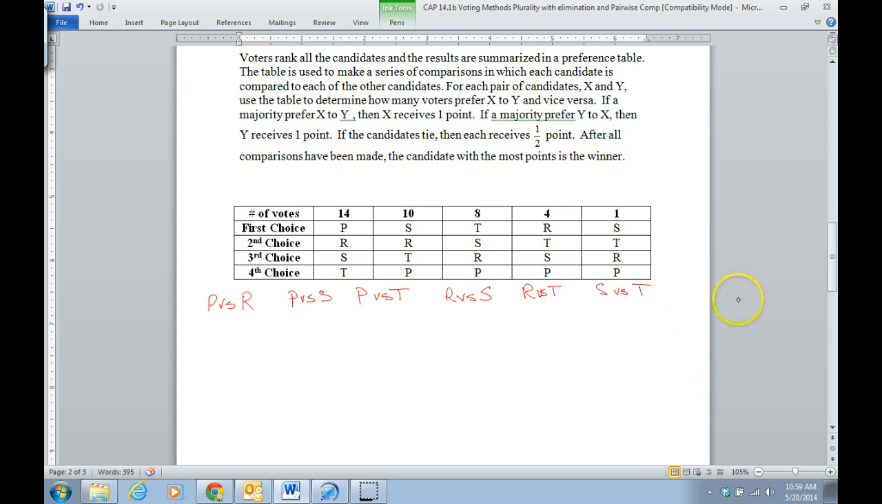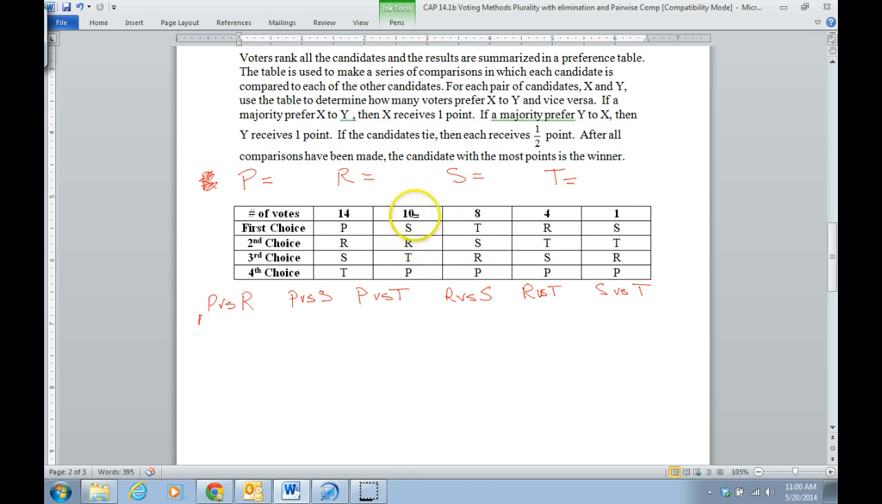The next thing I also want to do is just on the top, I'm going to leave like a tally, a scoreboard, so to speak. Okay, so I'm going to have P, R, S, and T. So let's first look at P versus R. On the first column, who wins? Who has the higher score? The P does. So I'm going to give him a little tally of 1 right below him here.